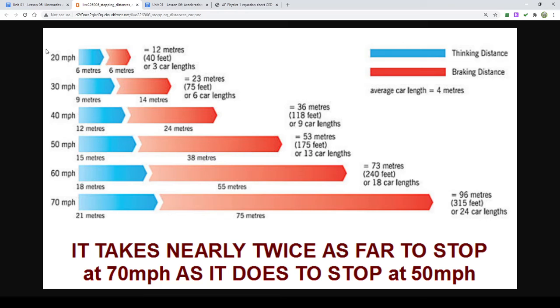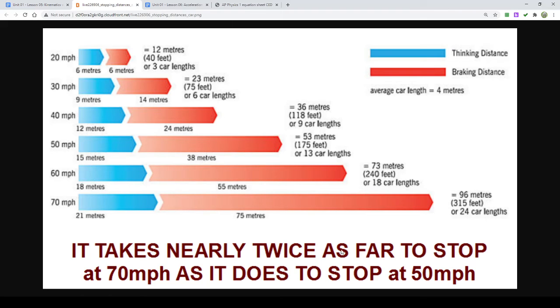If you go from 20 miles an hour to 60 miles an hour, the distance the car moves before you react and press the brakes will be tripled. But this is what we care about: the distance the car moves while it's stopping. It goes from 6 meters to 55 meters. It's supposed to be 53, but rounding. It goes 9 times as much distance before it stops.